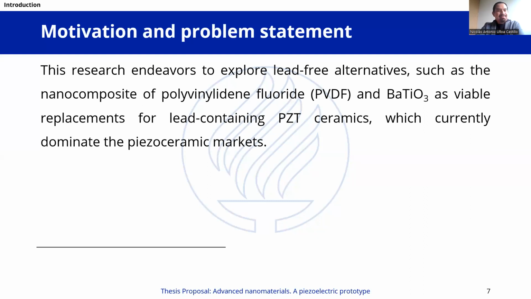But what are some experimental parameters that influence the piezoelectric response in these kinds of materials? Could you name one or two? So the main, can you repeat the question? Can you mention some parameters that influence the piezoelectricity specifically in nanocomposites based on PVDF?